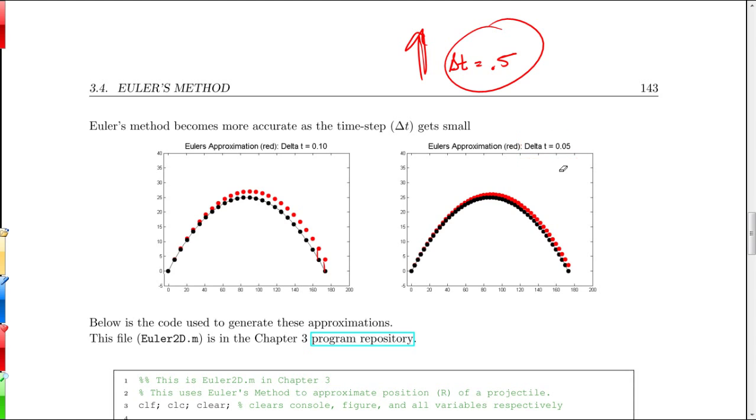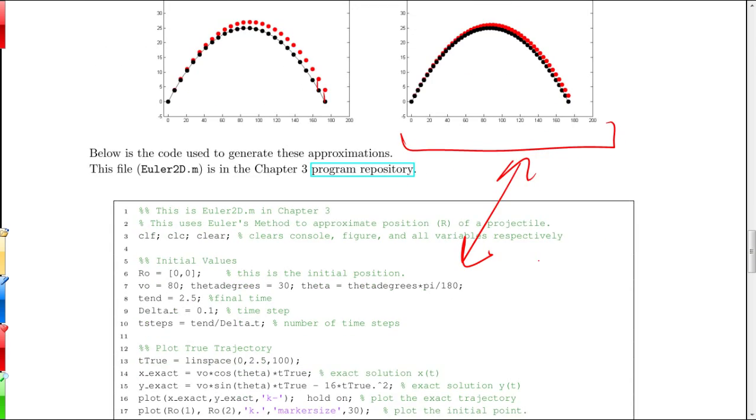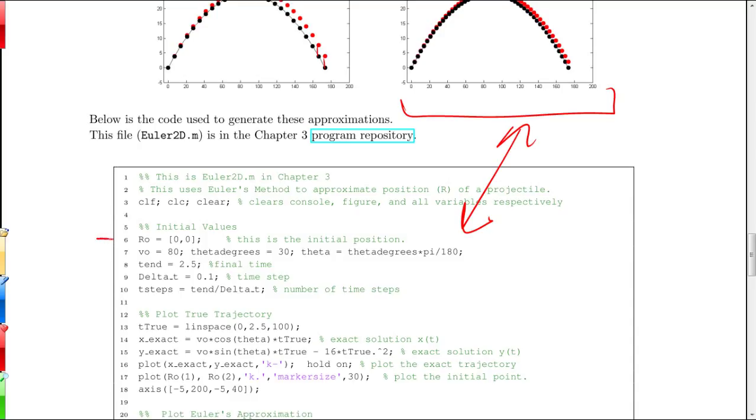And so how do we do that with MATLAB? So this is basically how I created the code used to create these graphs, right? Here is my initial position. I'm starting at x equals 0, y equals 0. That's my initial speed, 80 feet per second. This is the angle of elevation in degrees, whenever I set theta. And then I convert it to radians because that's what the cosine function and the sine function take.